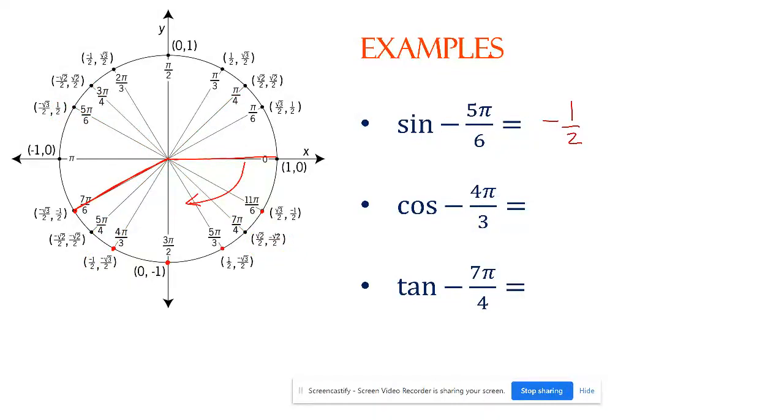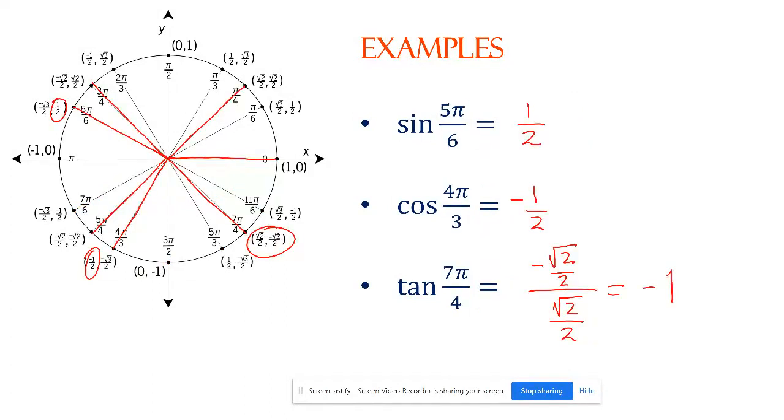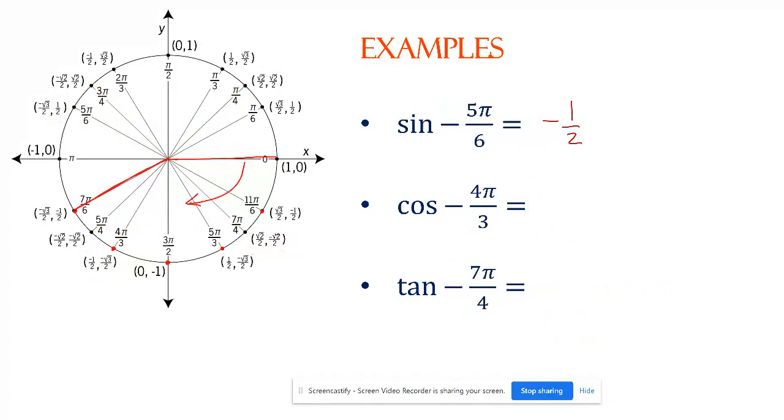So the cosine rule, negative 4 pi over 3. The cosine rule says the cosine of a negative angle is the same as the cosine of the corresponding positive angle. So the cosine of positive 4 pi over 3 was negative 1/2. So the cosine of negative 4 pi over 3 will also be negative 1/2. So for sine, we change the sign. For cosine, it stays exactly the same.